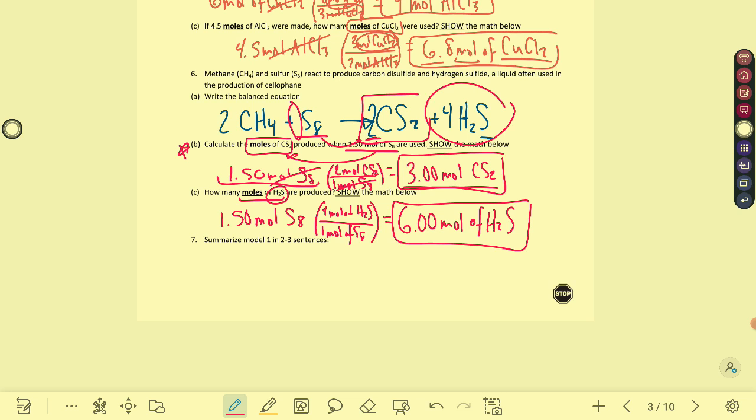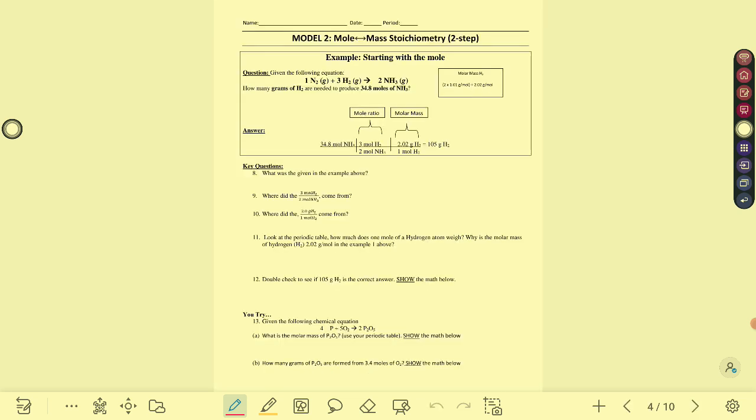All right, so model 1 was to show you moles to moles of 2 different substances within a balanced chemical equation. So that would probably be your most likely summarization there, something along those lines. Now, model 2, you're going to go from moles to mass, but you have to go moles to moles of another substance with the molar ratio, which is this guy. So this is going from moles of ammonia to moles of hydrogen gas, and then to go from hydrogen gas moles to grams. Okay, so this is a 2-step.